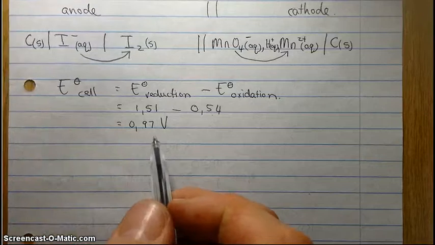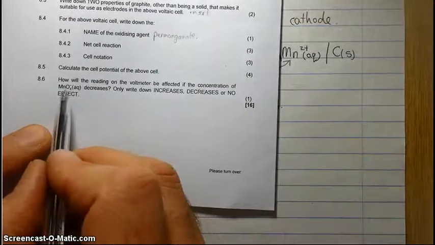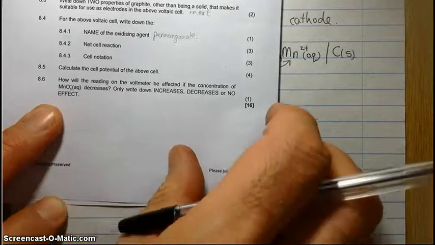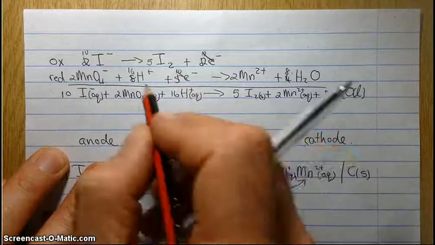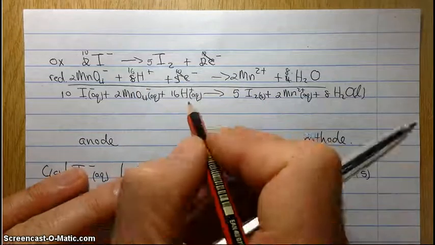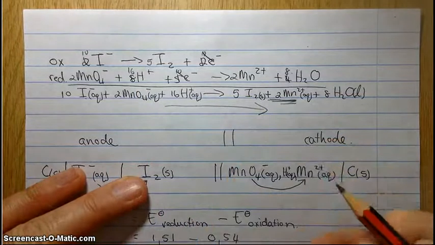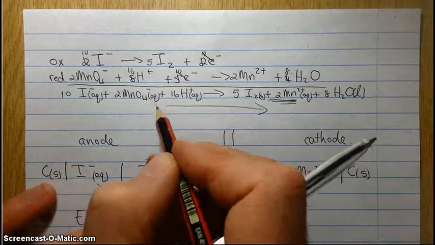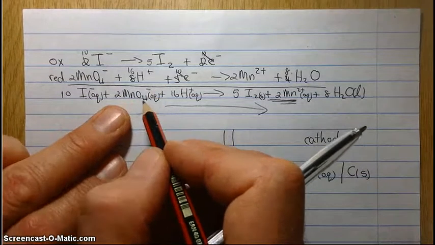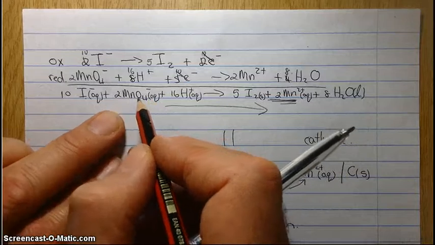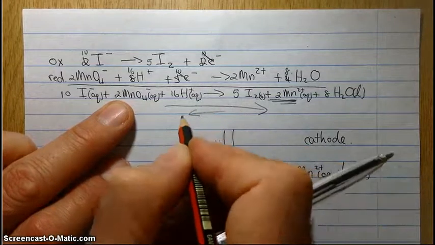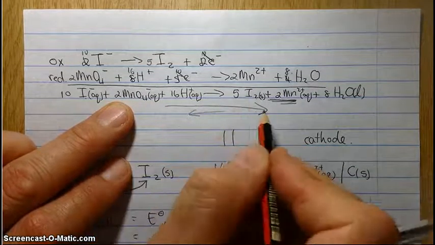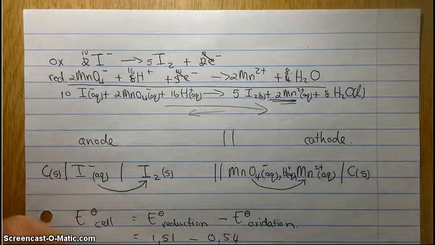Then they ask, how will the reading on the voltmeter be affected if the concentration of the MnO4 minus decreases? Now, if you look at your reaction here, the forward reaction, which is going to produce this energy, giving us the positive voltage, is the formation of the Mn2 plus. Now, if you then decrease the amount of MnO4 minus, so this is a Le Chatelier equilibrium question. If you decrease the concentration of the permanganate ion, the reaction will be forced to the left. The equilibrium will shift to the left, and that will not favor the forward reaction, so the voltage will decrease. Thank you. That's all for number 8.